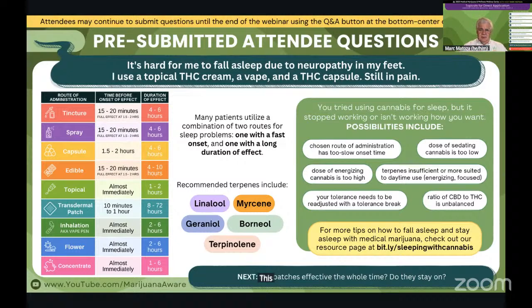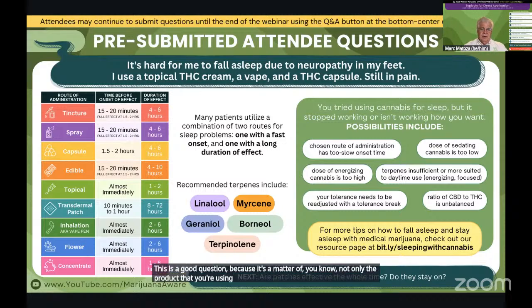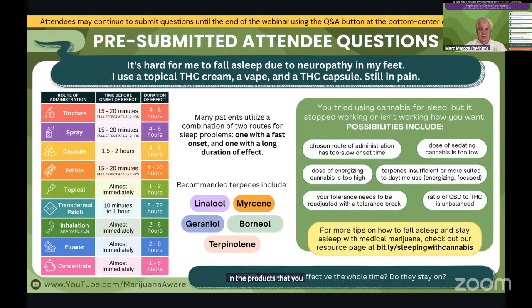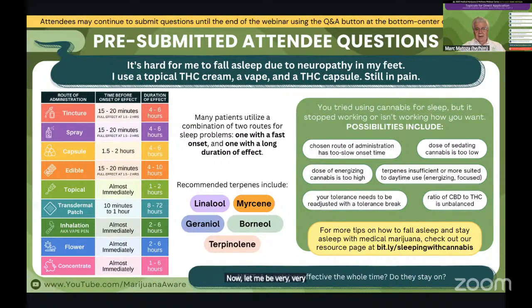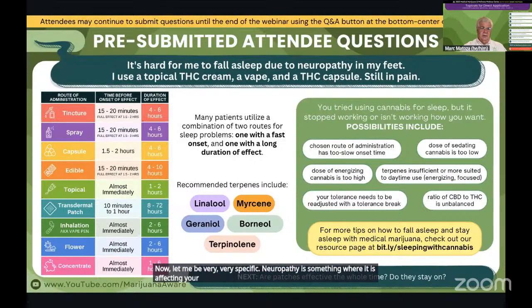This is a good question because it's a matter of not only the product that you're using, but also I would recommend you take a look at the terpenes that are in the products that you use, especially, for example, the vape and if possible, the THC capsule and the cream. Now, let me be very, very specific. Neuropathy is something where it is affecting your nerves. And what you want to do is tap into the neuroprotectant capability of medical cannabis.